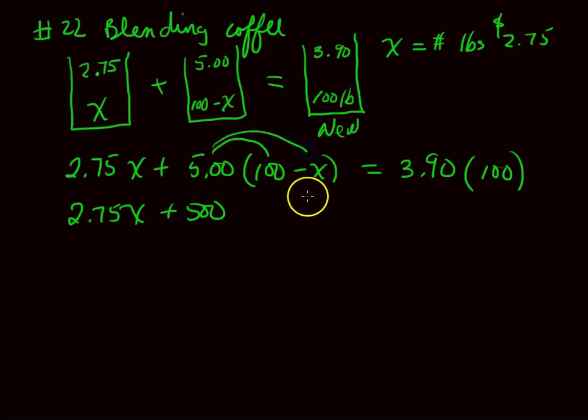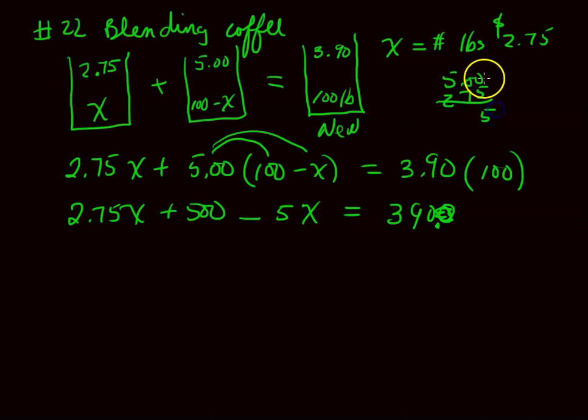5 times a negative x is negative 5x. And this equals 390 times 100, which is 390 decimals. So this is a negative 5 and a positive 2.75. So if we subtract the two, if we take 5.00 minus 2.75, these are whole numbers now.